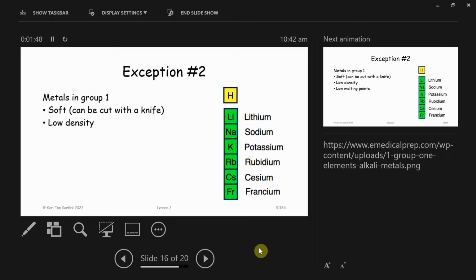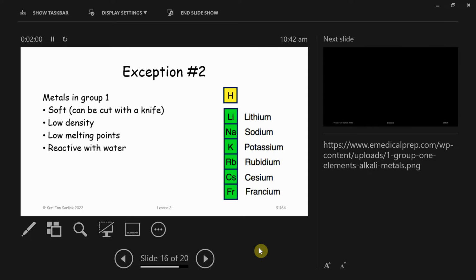They have a low density. So again, these ones, like I said, don't follow what we say as a typical pattern. These ones have lower melting and boiling points. The thing that's really special with the group one metals is that they're really reactive with water. So it's actually quite rare that you would find a group one metal in its natural state, because it'll just react with things around it.